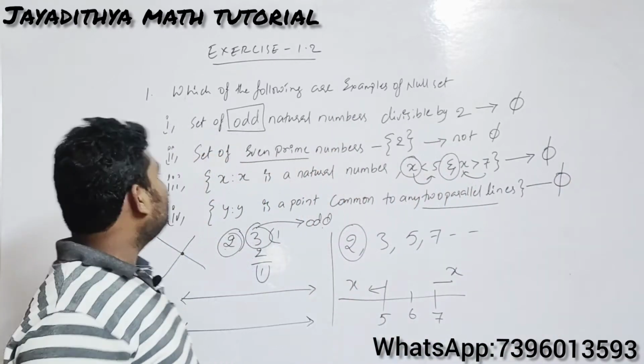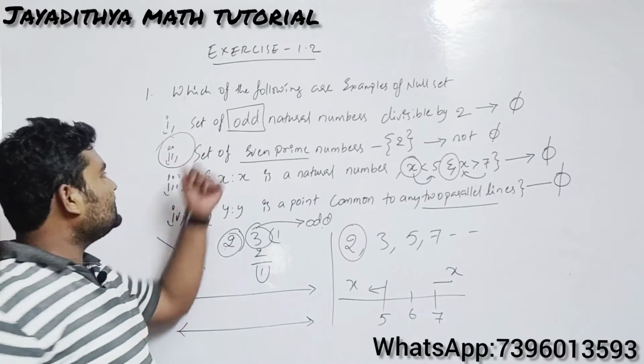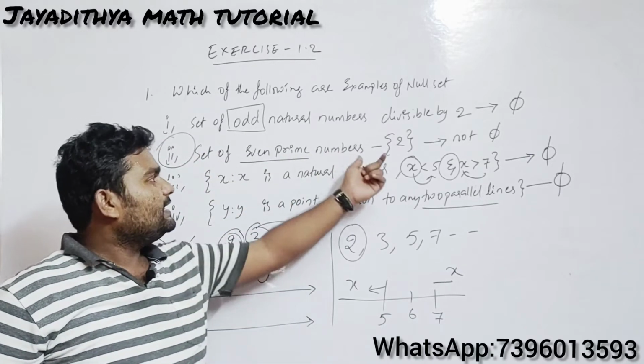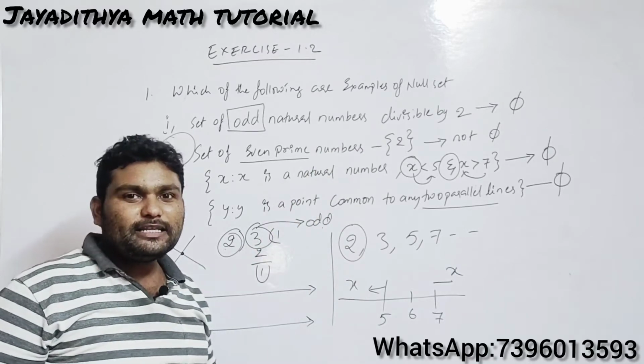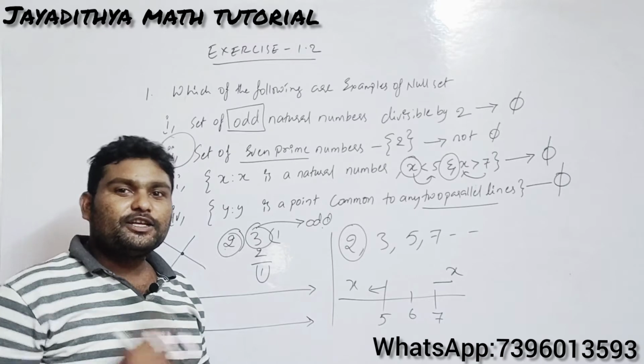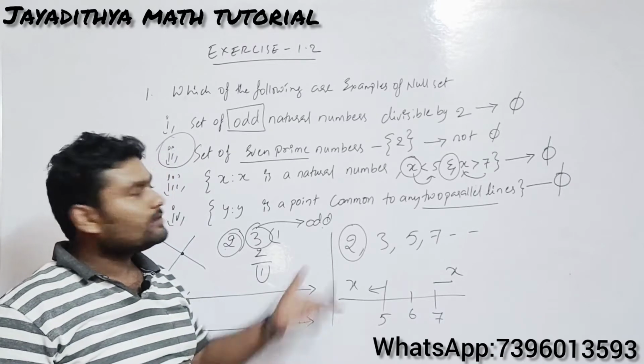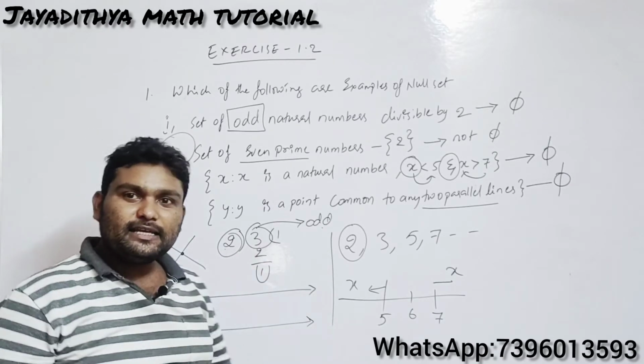So in this, only one is not a null set, that is set of even prime numbers. That is, we have one element, that is 2. So the set which contains only one element is known as singleton set. So you should not forget this one. Okay, now this is all about your first question. Let us see the next one.